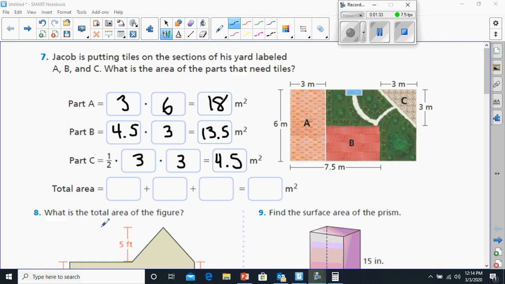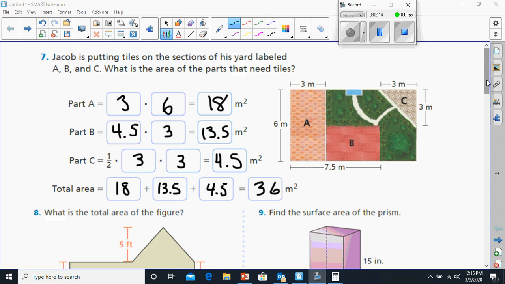Now we have to add these all together. We've got 18, we've got 13.5, and we got 4.5. Well, I know 5 and 5, that's going to be 0. Carry the 1. That's going to make this one more. So that's 9, 10, 11, 12, 13, 14, 15, 16. So that's going to give me a 6. Carry the 1. That's going to be, looks like 36. So the area of the parts that need tile will be 36 meters squared.